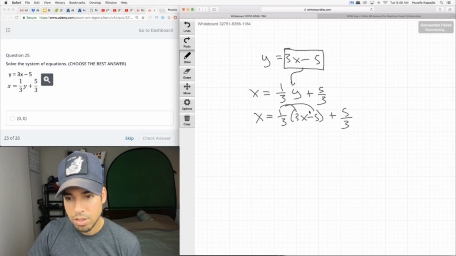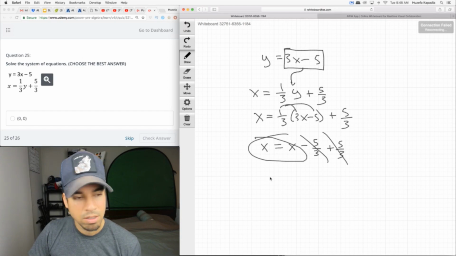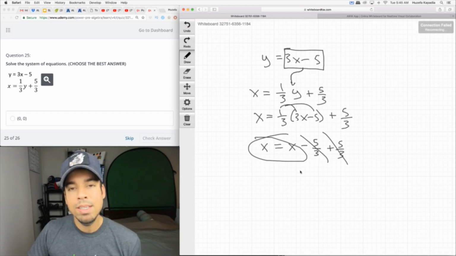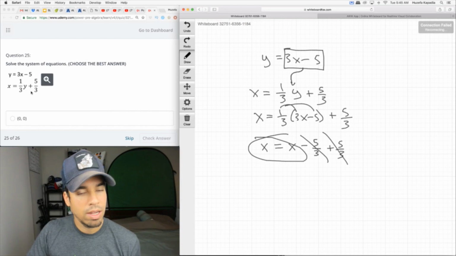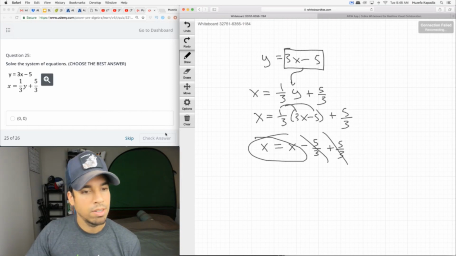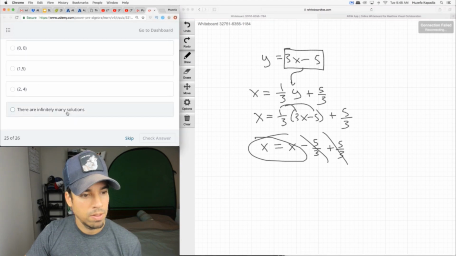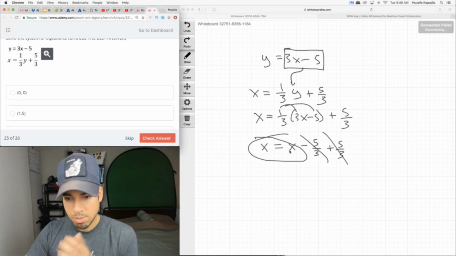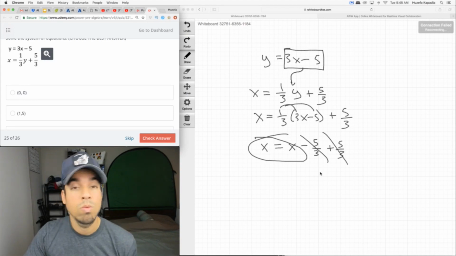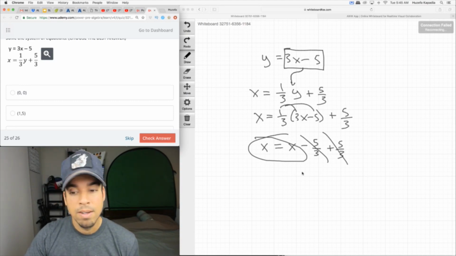Let's distribute. x equals 1/3 times 3 is just 1, so x minus 5/3 plus 5/3. These cancel out. Oh wait a minute, I get x equals x. So what does that mean? That means that these two lines must actually be the same. There must be infinite solutions. So this is it, infinitely many solutions. If you ever solve a system of equations and get something like x equals x or 1 equals 1, whatever it is, you know it has infinite solutions.